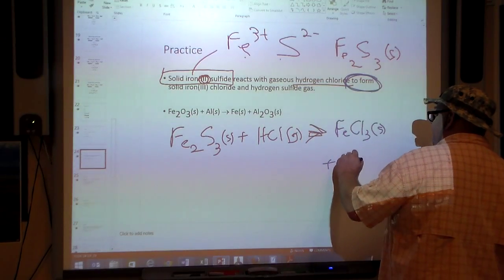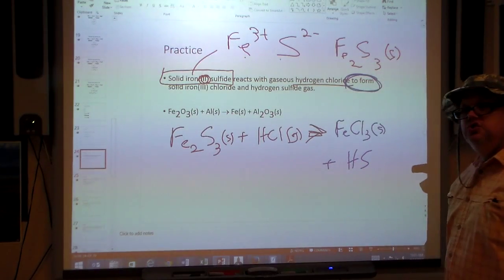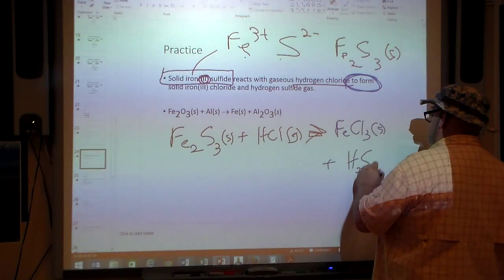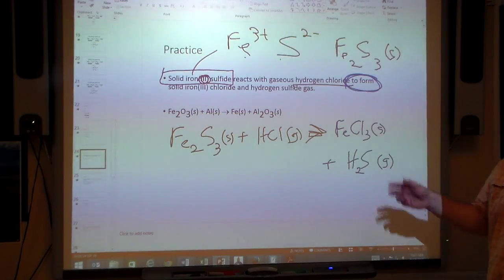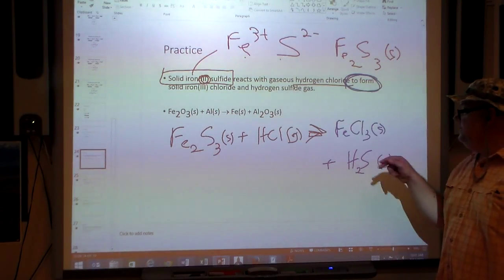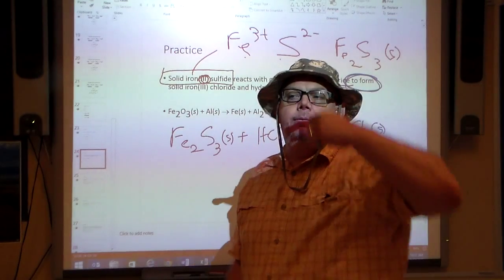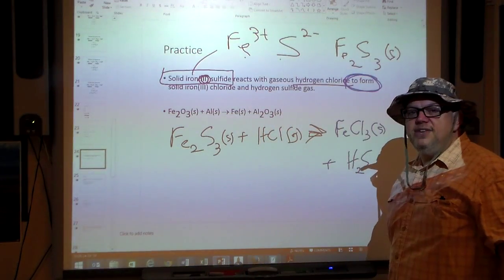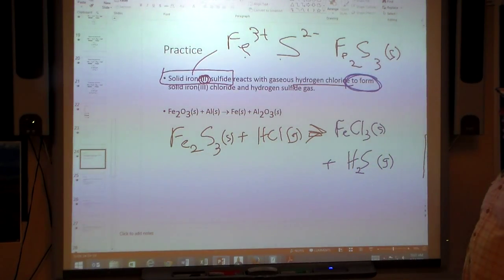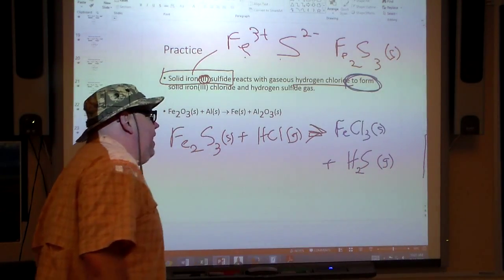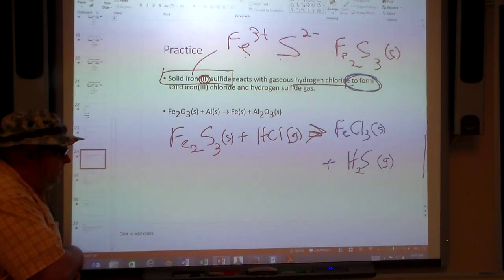Plus hydrogen sulfide gas. That would be 1 hydrogen and a sulfur, but the sulfur has a -2 charge to it, so you're going to have to do this. So this is what you have here. We went from iron 3 sulfide to iron 3 chloride, and this is dihydrogen sulfide or hydrogen sulfide gas. This is the main component of the gas that we all give off. That's what causes the smell. It just does. So given this information, now you can go ahead and try to balance it.